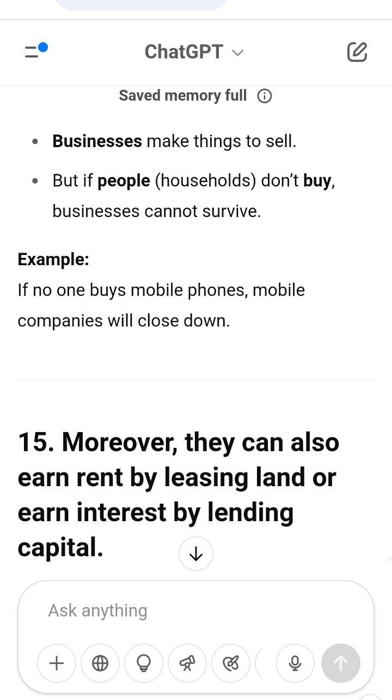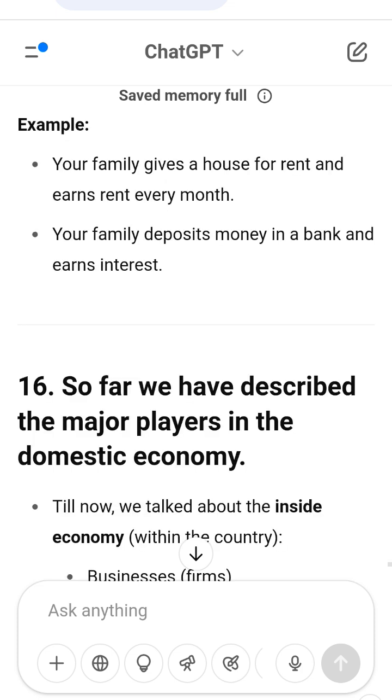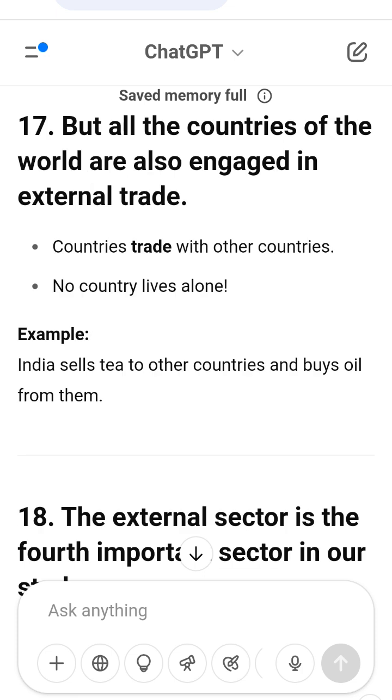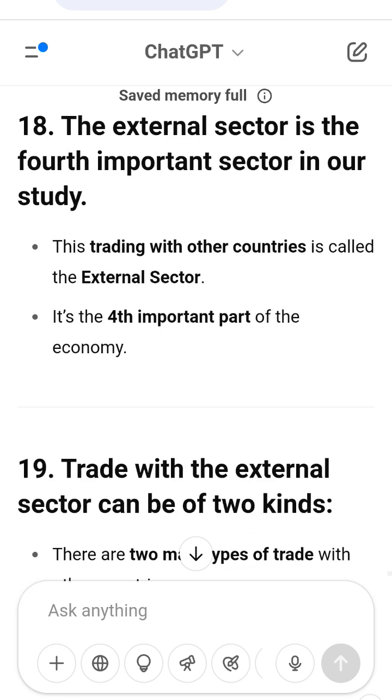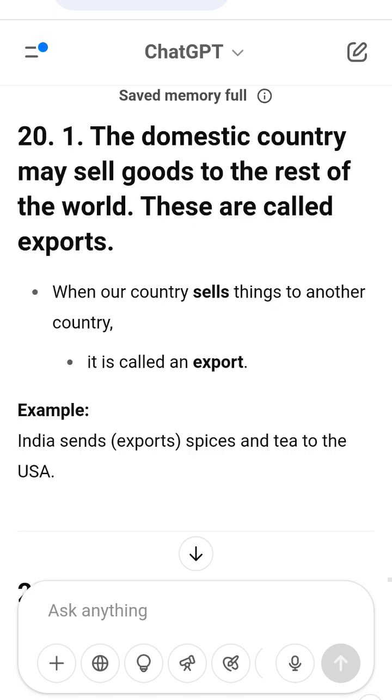Two, the economy may also buy goods from the rest of the world. Imports. A country buys things from another country. It is called an import. Example, India imports crude oil from Saudi Arabia. Besides exports and imports, the rest of the world affects the domestic economy in other ways as well. Not just buying and selling. The world affects our economy in more ways too. Three, capital from foreign countries may flow into the domestic country, or the domestic country may be exporting capital to foreign countries.